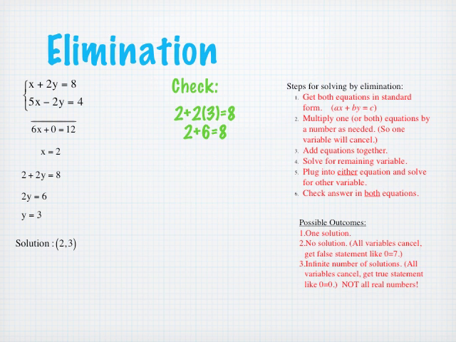Now we need to make sure it's on the second line as well. So we put in 2 for x and 3 for y. That gives me 10 minus 6, which is equal to 4. So it works. Okay, let's do a problem that is slightly a little bit harder.